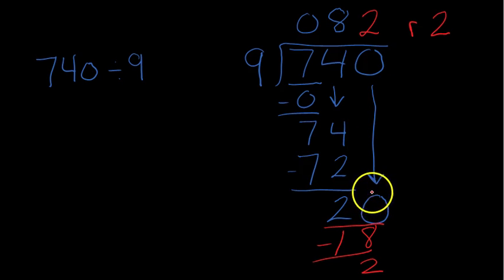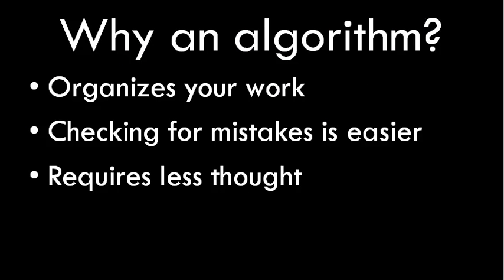And I get 82 remainder of 2. The reason we may use an algorithm is it helps us organize our work. So that makes checking for mistakes a lot easier. And then that also requires a lot less thought. You really want to put your thought into the problem at hand, not computing the numbers. So the less thought you can put into computing the numbers, the better.